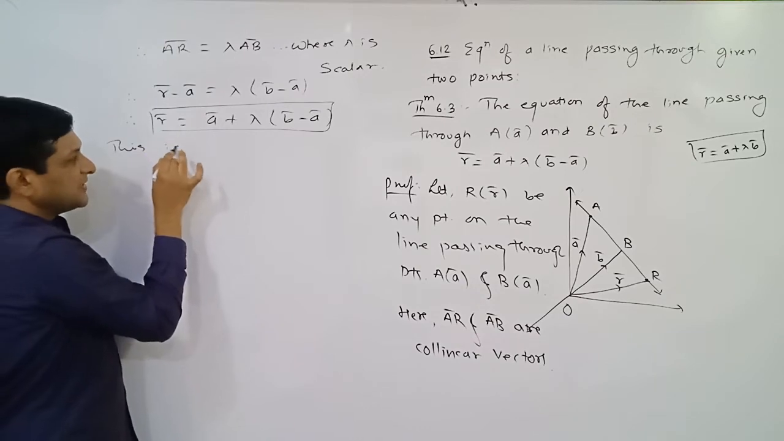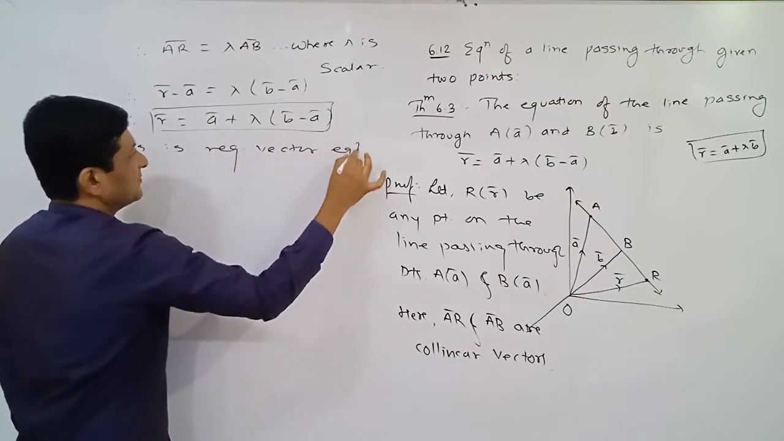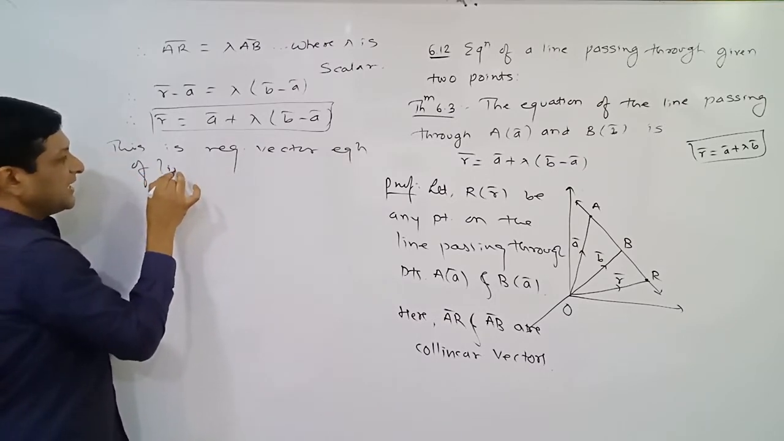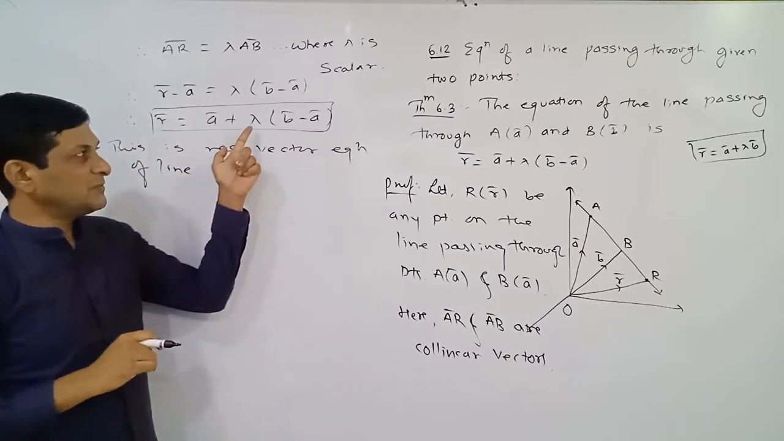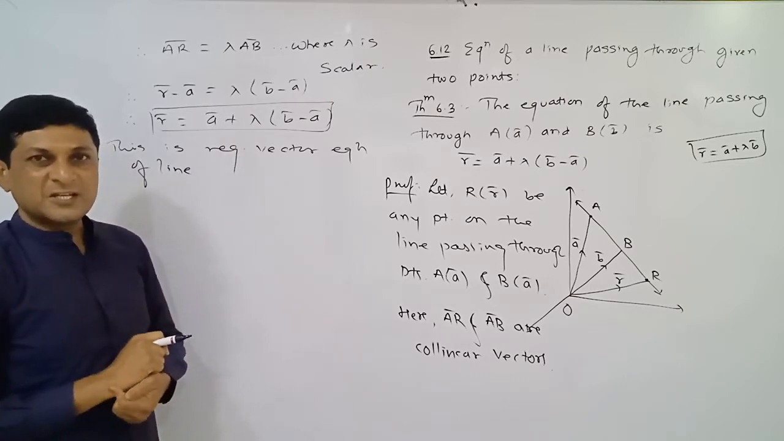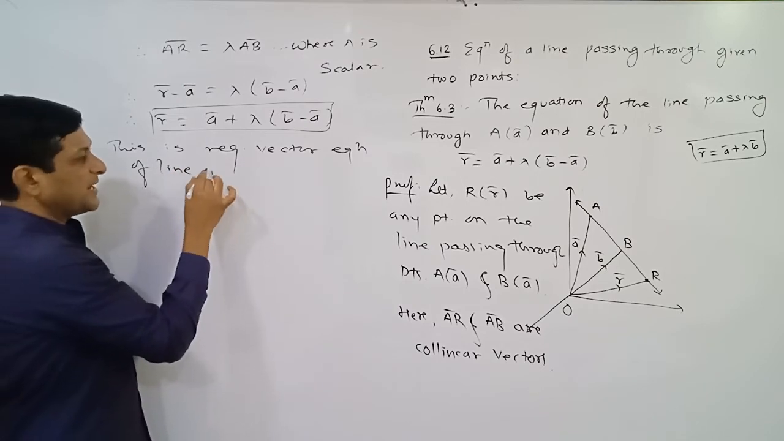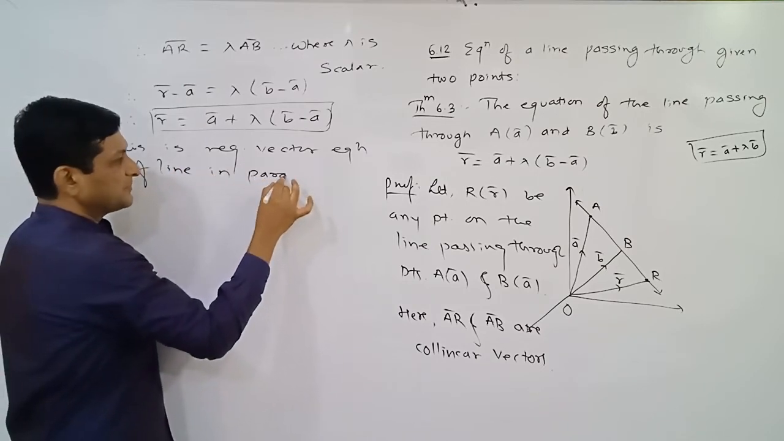This is the required vector equation of the line. If you observe this equation, lambda appears, which means a parameter appears. That's why we can say that this is the equation of the line in parametric form. So this is the required vector equation of the line in parametric form.